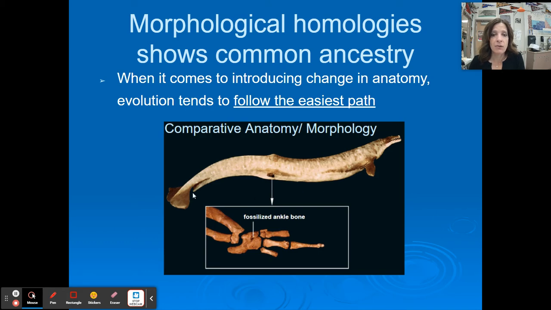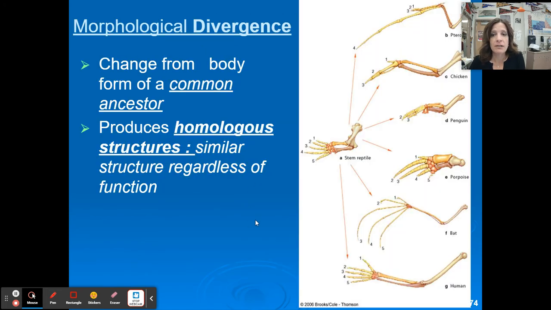For example, here's a whale, and it has a little fossilized ankle bone. Is it an easier path for that whale to have developed an ankle bone that it doesn't use, or to have evolved from an organism or a species that had an ankle? It's an easier path that it just evolved from something that already had one than to develop it all on its own.